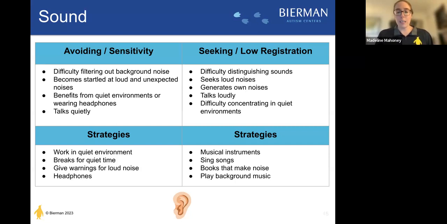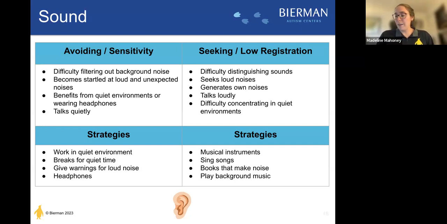So some strategies we can use for these kiddos would be to maybe use musical instruments and incorporate that into our play, singing songs, having books that make music, maybe playing music for the kids while we work.